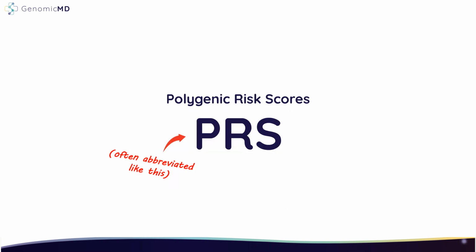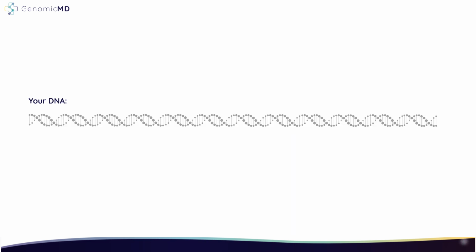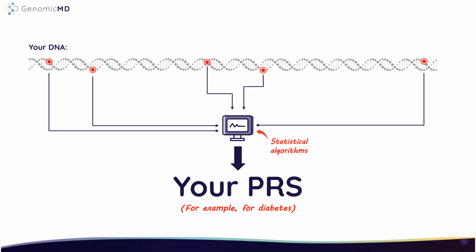Our test does this by using something called polygenic risk scores, often abbreviated as PRS. But what exactly are they? Polygenic risk scores are calculated by analyzing multiple small genetic variations across your DNA. We offer a more comprehensive video on how these work, but in short, imagine we take all of your DNA and we identify you carrying these genetic variants associated with a risk for developing a given condition, like diabetes. Your polygenic risk score would then be the result of an algorithm taking these variants to output a result representing the total impact they have on your risk.